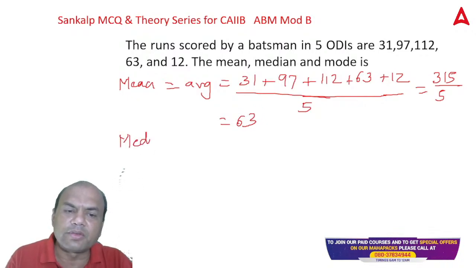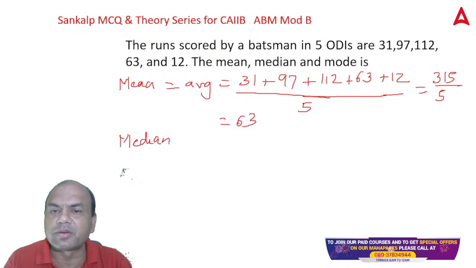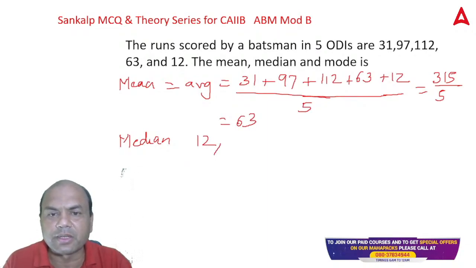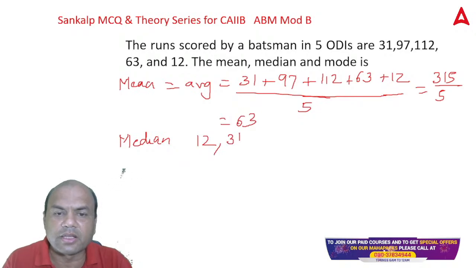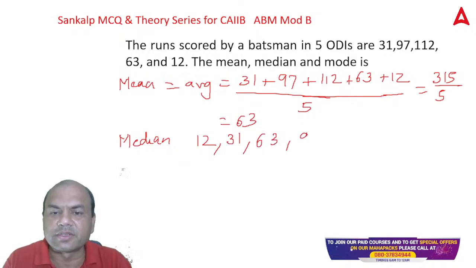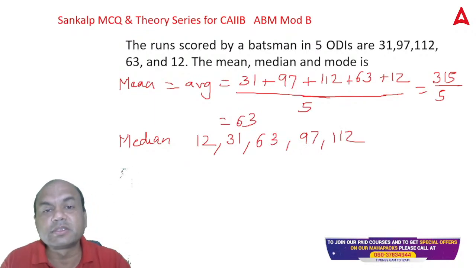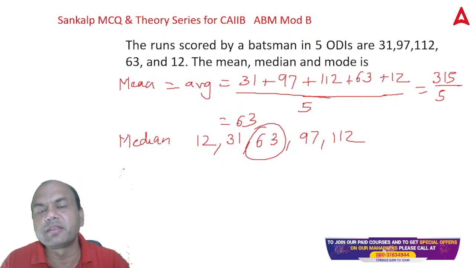Median. What about the median then? Median means always arrange them in the serial order. Means what? From the lowest to highest. We'll arrange them in ascending order. 12. Then what is the next one? After 12, 31. After 31, 63. After 63, 97. After 97, 112. Okay, so which is the median? The central one. This is my median.